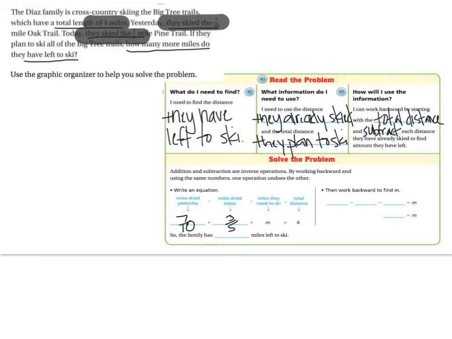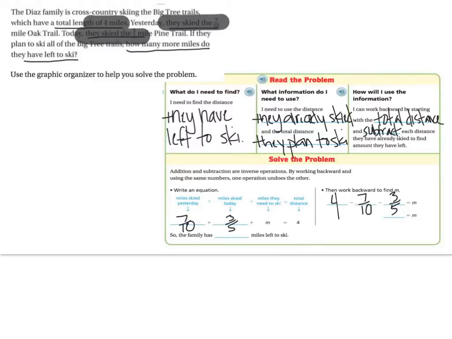If I were to work backwards, I would take the amount that is the total distance and I would subtract each of the distances they've traveled. The distance they traveled yesterday and the distance they traveled today. When I do that, I will come up with the distance they have left to travel.